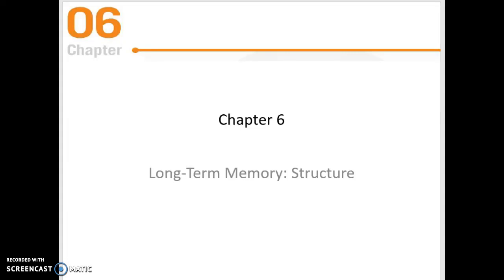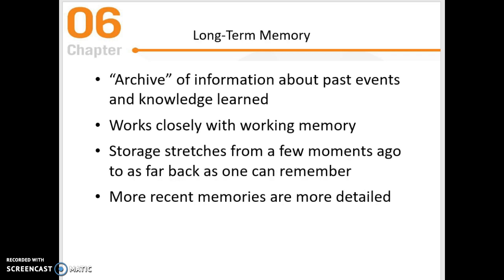Chapter 6 is about long-term memory structure. In the textbook, you will see it discusses the difference between division and interaction, and that is the theme of Chapter 6. We are going to first talk about division, meaning how do we know the difference between short-term memory and long-term memory. Last week we talked about short-term memory, and this week we will focus on long-term memory.